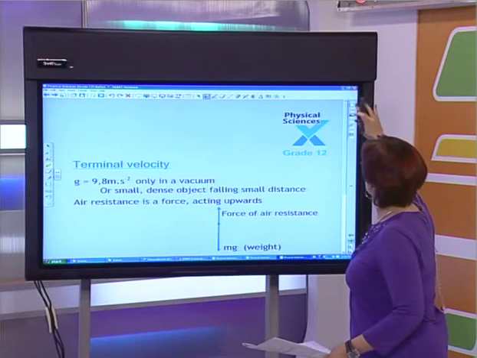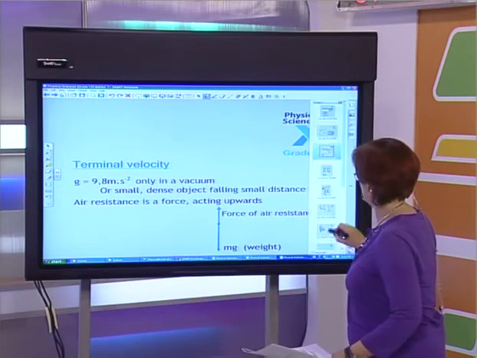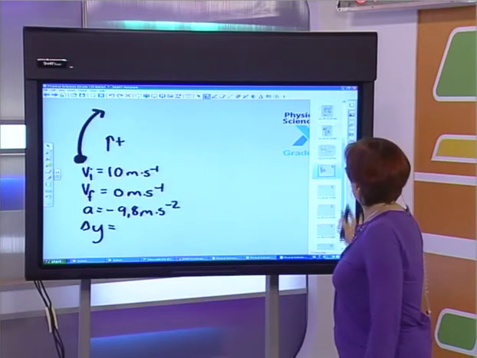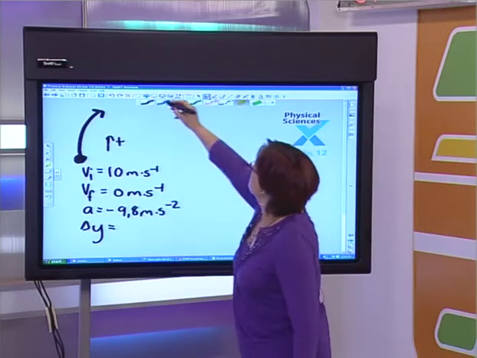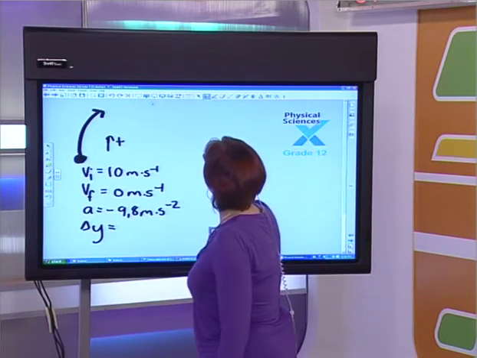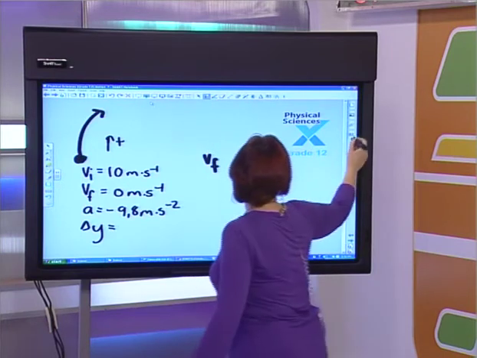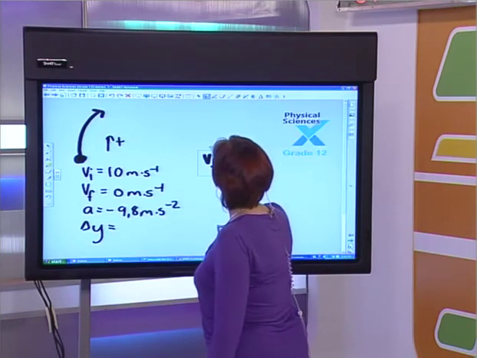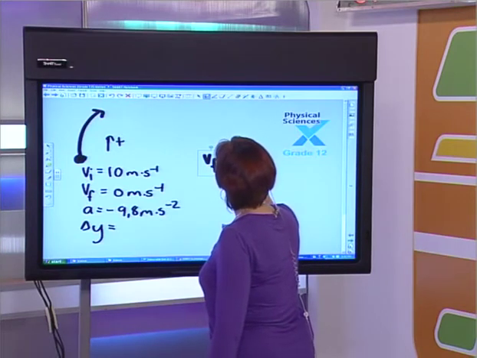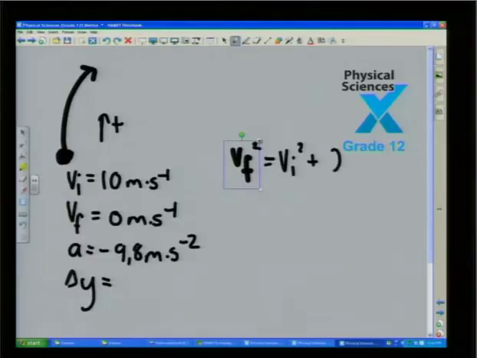So we go back to our question, and now we know that I need to use the equation that says Vf squared equals Vi squared plus 2a delta y, okay? We like this because it's substitution, and remember I said to you as well, do not forget the zero substitutions.